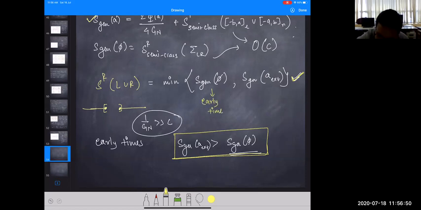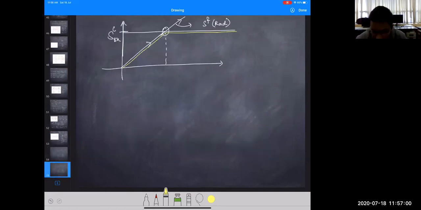But now what you have to prove is that this surface wins at late times, and also you have to show that it doesn't just win. The fine-grained entropy that you compute from there has to be constant, and not just any constant. It has to be twice the black hole entropy.